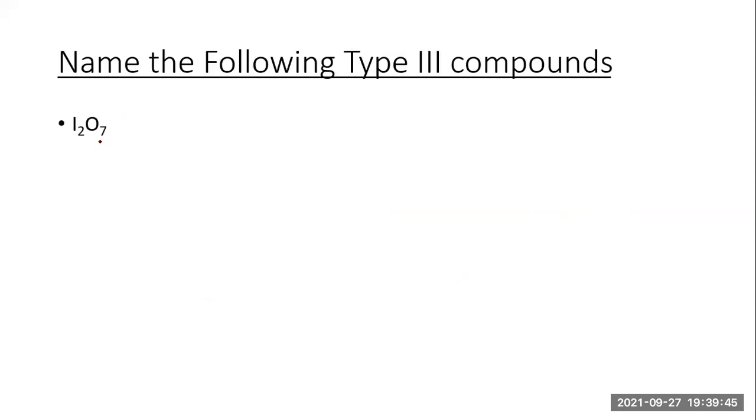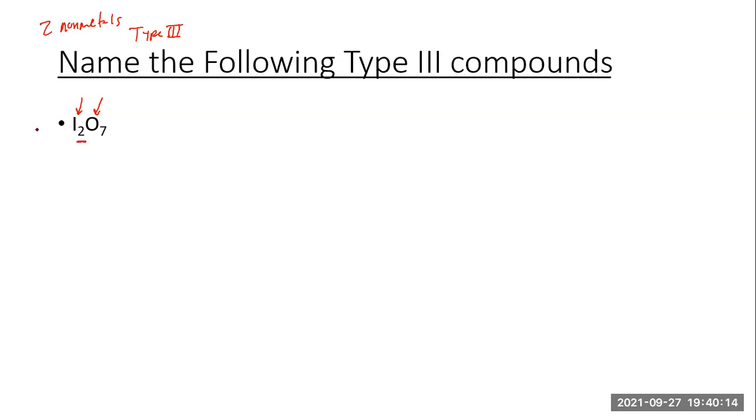So we have I2O7. So again, let's take a look at these and see what we're dealing with. So when we look at this, we see I, which is a nonmetal. We see O, which is a nonmetal. That tells us that's 2 nonmetals. And that automatically should be really happy because that tells us it's a type 3, which basically means we just need the proper prefixes. Not worried about any type of charges or anything because there are no charges.